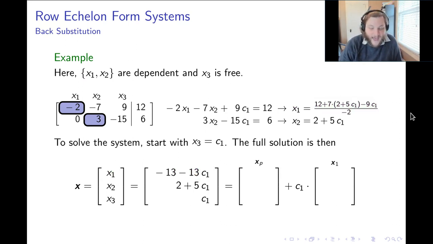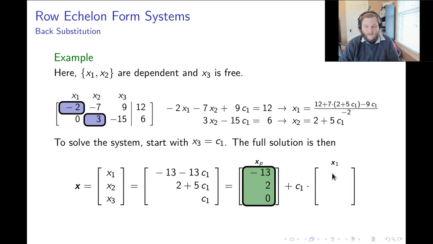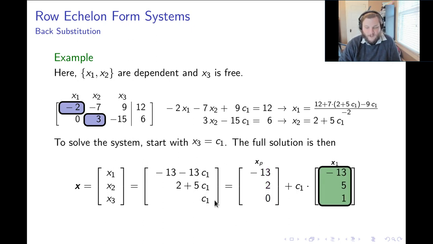Now we have our solution vector, and we can break it apart like we did previously. We can collect all of the coefficients in a vector xp that are not attached to the free variable c1. Those are the coefficients -13, 2, and 0. So that's what goes in xp here. And then in x1, we're collecting all of the coefficients of c1: -13, 5, and 1. And so that's what all the solutions look like to the system.